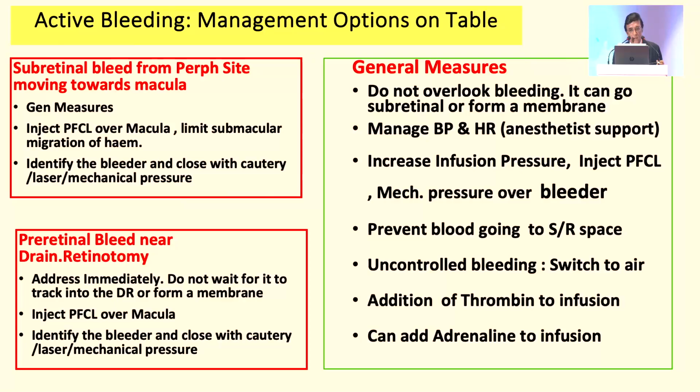Now, generally, whenever it happens, how do we manage them? There are certain general measures which we take, and there are specific measures which we take in different situations. Please do not overlook any bleeding, because any bleeding can go subretinal if there is an associated break or a drainage retinotomy. You must manage the blood pressure and the heart rate, so you have to have a good anesthetic support. You should increase the infusion pressure when required, inject PFCL, or you can even mechanically block the bleeder, and if required, you can actually switch to air.